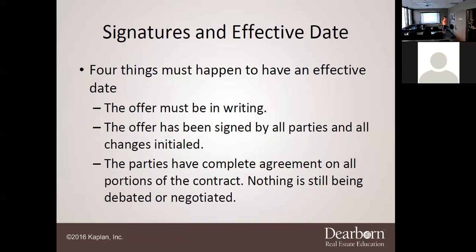The parties have complete agreement on all portions of the contract. Nothing is still being debated or negotiated. So again, in order for you to have an effective date, everything has to be set. You cannot still be talking about, well, what about the price, or what about this? Everything has to be agreed upon.